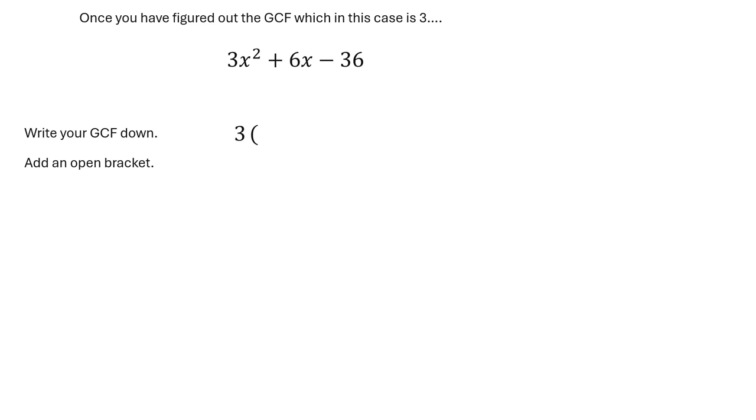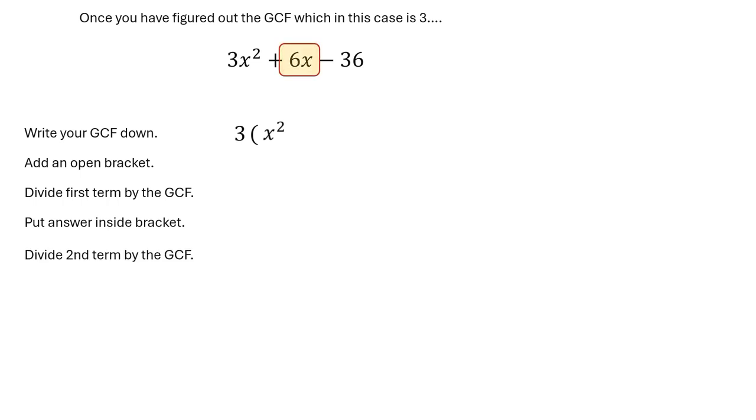We'll add an open bracket, and then we'll divide the first term by the greatest common factor. So our first term is 3x squared. We'll divide that by our greatest common factor, which is 3, and that will give us a value of x squared. 3x squared divided by 3 equals x squared. And all we'll do now is put that answer, that x squared, after the bracket.